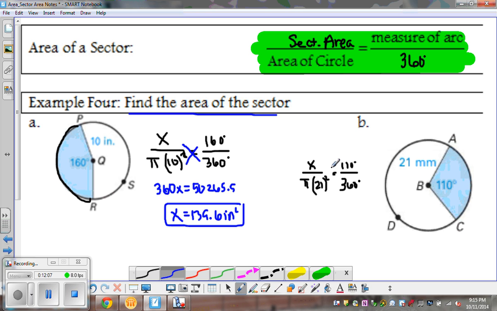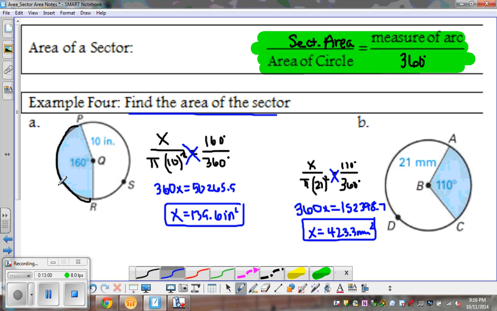So back to math. Same thing we've been doing, guys. We're going to cross multiply. So we get 360 times x, which is going to be 360x, which equals 110 times pi times 21 squared. Another large number, 152,398.7. And we're going to divide that by 360 degrees. So in this case, we get the area of my sector is 423.3 millimeters squared. Again, area is always in units squared.